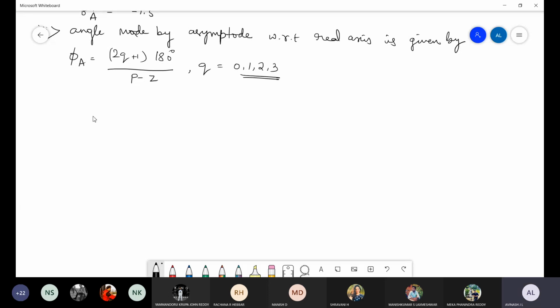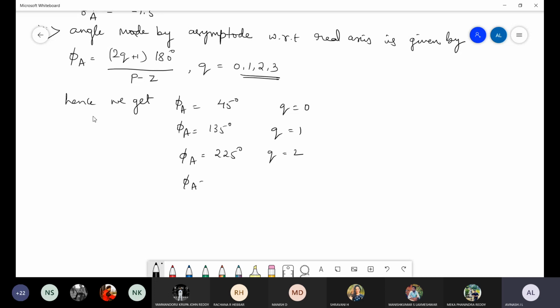Hence, we get phi A equal to 45 degrees when q equal to 0. Similarly, phi A is 135 degrees when q equal to 1, 225 degrees when q equal to 2, and 315 degrees when q equal to 3. So these are the values we get.